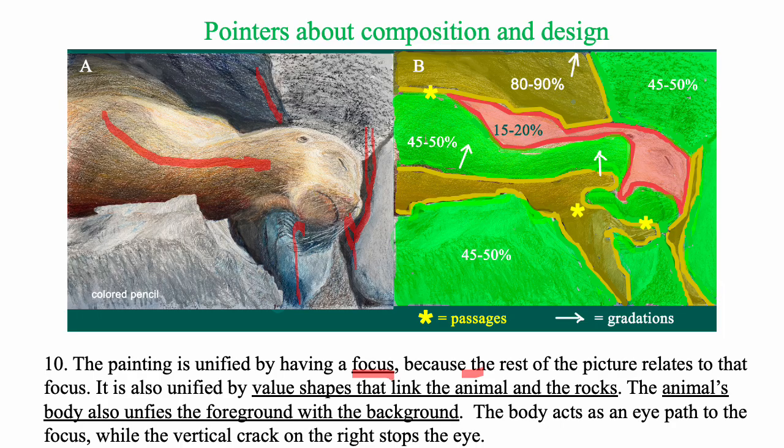It is also unified by value shapes that link animals and rocks together. So if we look at this area, it's a combination of dark rocks and his dark body. And the green is a combination of the animal and the rocks. Now, the animal's body unifies the foreground with the background because it literally connects the two of them.